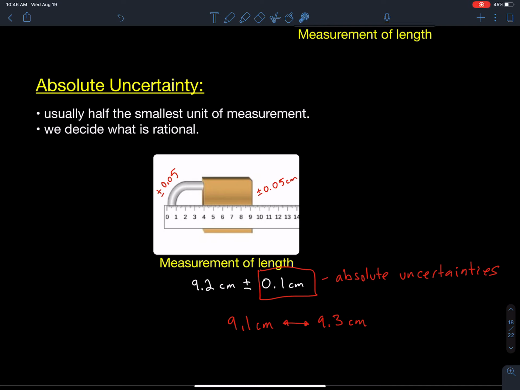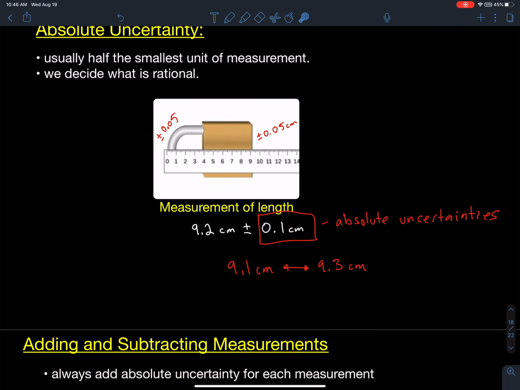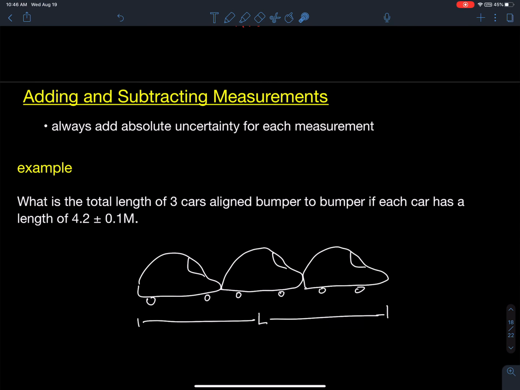Okay, that's an important thing. So that's a new thing that we're presenting in this video for you guys compared to last year, is we're making measurements, but we're also saying how confident we are in those measurements. Okay, so what happens when we're going to be adding and subtracting measurements?